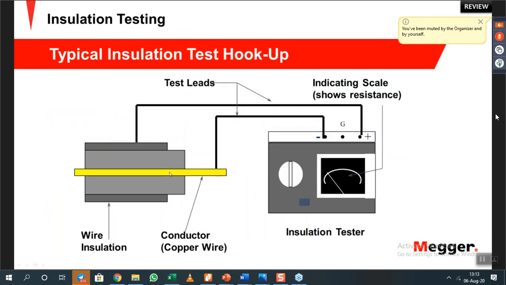For example, this is a cable, and the positive is on the outside sheet of the cable, or the shield of the cable. And the purpose of this guard is to exclude the surface leakage from the computation. That was covered in the webinar that we had for the guard terminal.